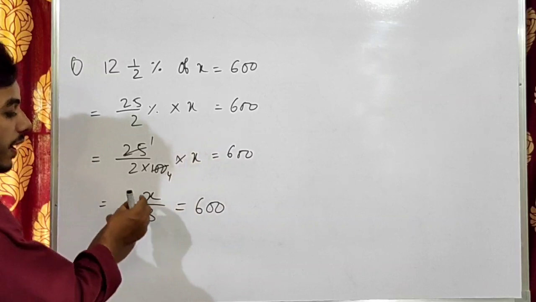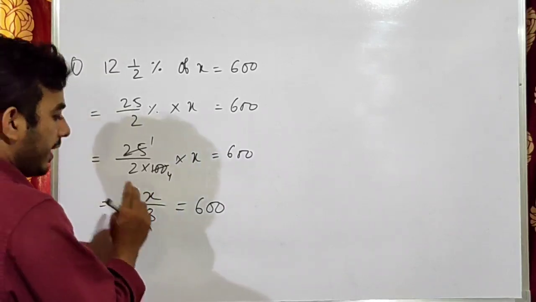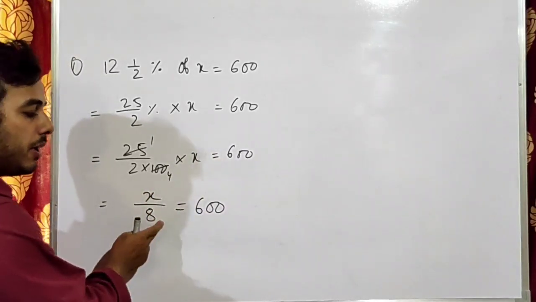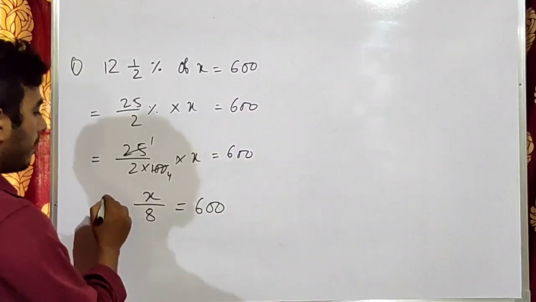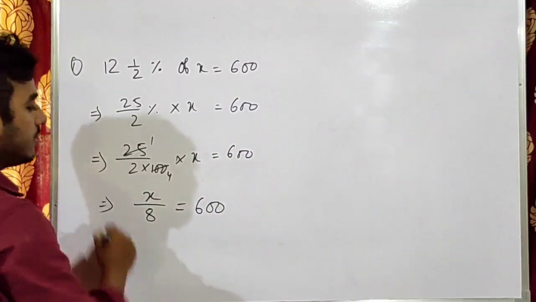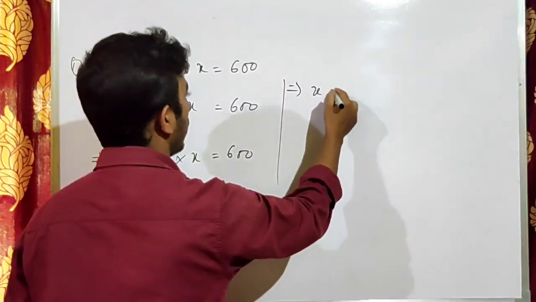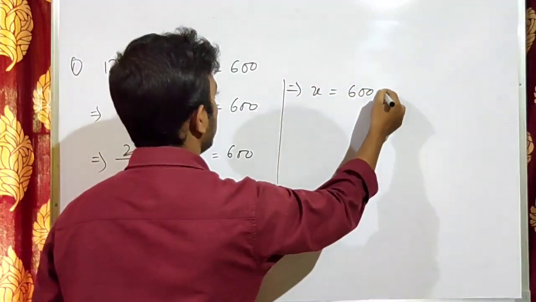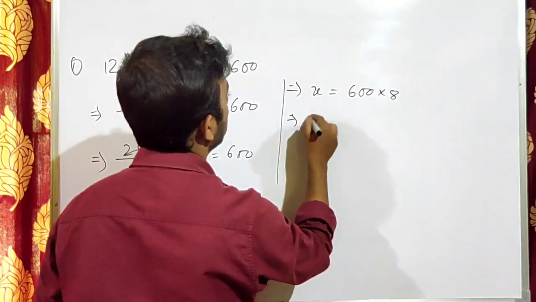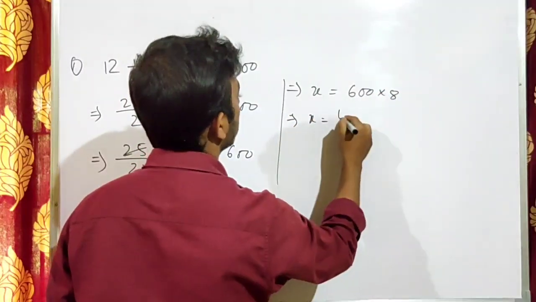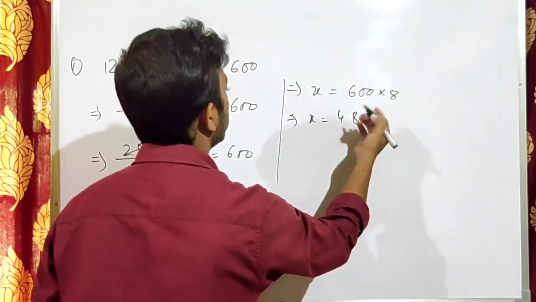Okay, so now we have to find the value of x, isn't it? Here x is divided by 8. So when you change the side, it will get multiplied. So our next equation will be x equals 600 into 8. So x equals 6 into 8 is how much? 48, then double 0, finish.